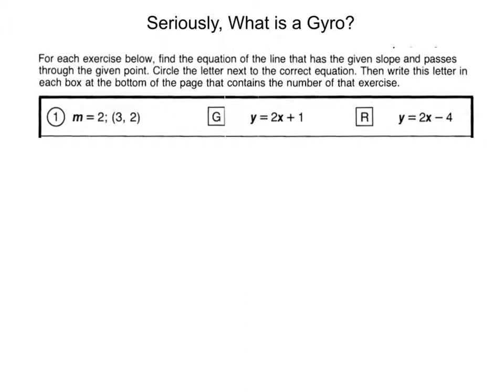For the second part of the assignment, why did the gyro go into the bakery? We simply need to use the slope and the point that are given to find the equation in slope-intercept form. And remember, we've talked about how to do this by using the formula y minus y1 equals m times x minus x1. We'll fill in the three red values, then we will distribute and do an inverse operation.